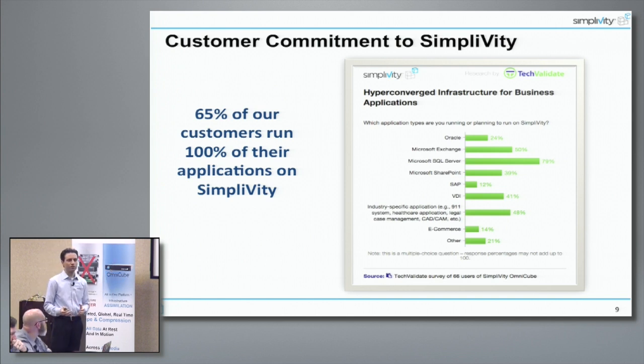And one of the things you'll notice is that there is no simple adding up to 100% here, right? It's not that these things are being deployed in pockets where they run a single application. Instead, they're almost all running in hybrid environments where there might be SQL, Exchange, Oracle, all running within the same infrastructure. So 65% of our customers are running 100% of their applications on SimpliVity. They're running their enterprise apps, including DR, almost universally in our customers on SimpliVity.